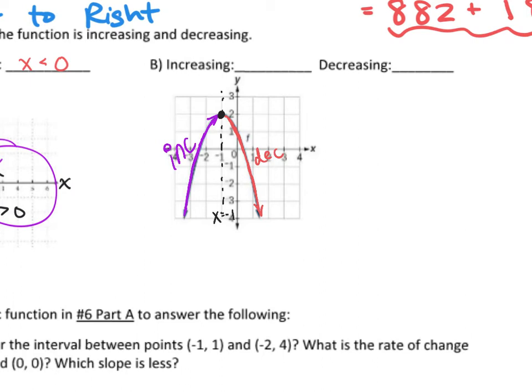So on the left of -1, our function is increasing. So when x is less than -1, your function is increasing. On the right side of that axis of symmetry, on the right side of that vertex, aka where x is bigger than -1, the function was decreasing. So when I answered this question, where's the function increasing? x is less than -1. Where's the function decreasing? Where x is greater than -1.